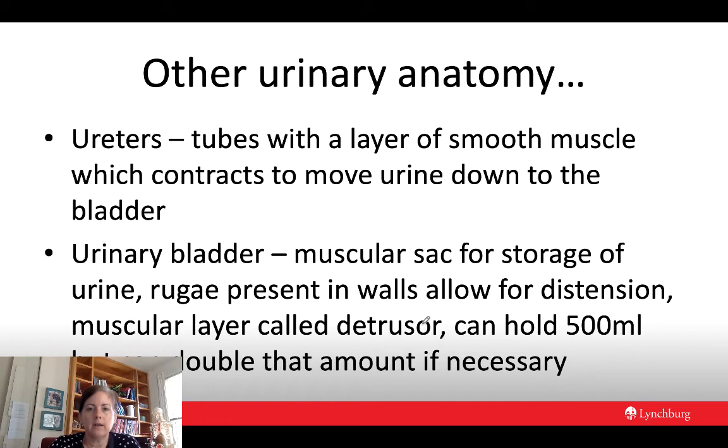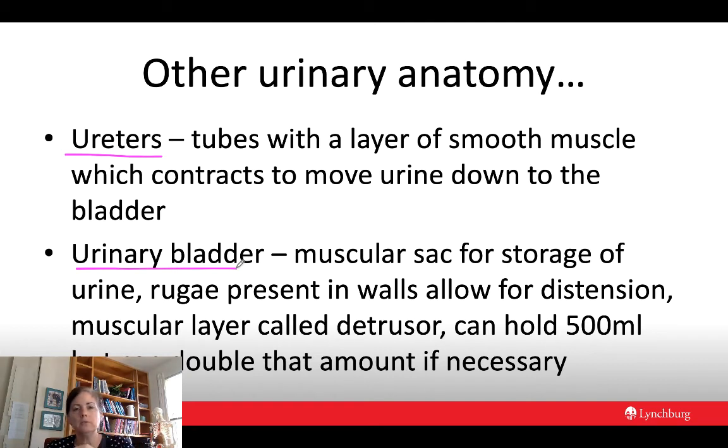In terms of other urinary anatomy, we talked before about ureters, and these are the tubes that are going to drain urine from the renal pelvis down to the urinary bladder, and they do have that layer of smooth muscle, and so we see peristalsis happen in the ureters like we see in other tubular organs that we've talked about this semester. So it's not just gravity pulling urine down, it actually is propelled through peristalsis on its way down to the urinary bladder, which is basically going to be a muscular sac for urine.